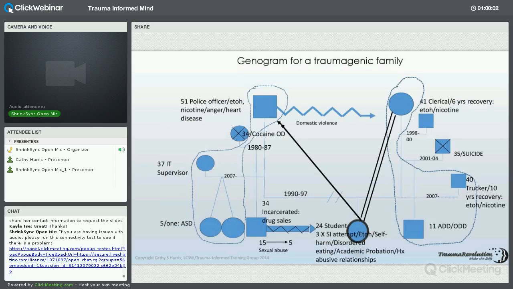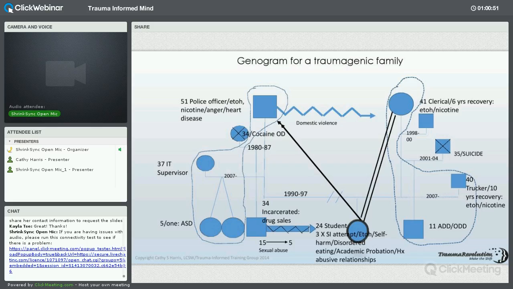Take a look for just a moment at a genogram for what we would call a traumagenic family. A traumagenic family is where this trauma is just generation after generation after generation. Keep in mind that there's a lot of detail here, but it doesn't even include all of the detail. So the client in this example is a 24-year-old student who has come for treatment after a third suicide attempt. She has had problems and treatment for alcoholism. She has engaged in self-harm from the time she was a teen. There's disordered eating involved. She's now on academic probation as a student. She has a history of abusive relationships.